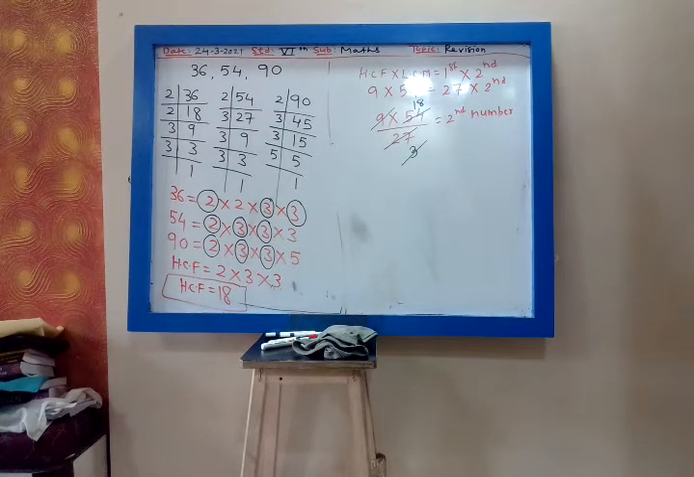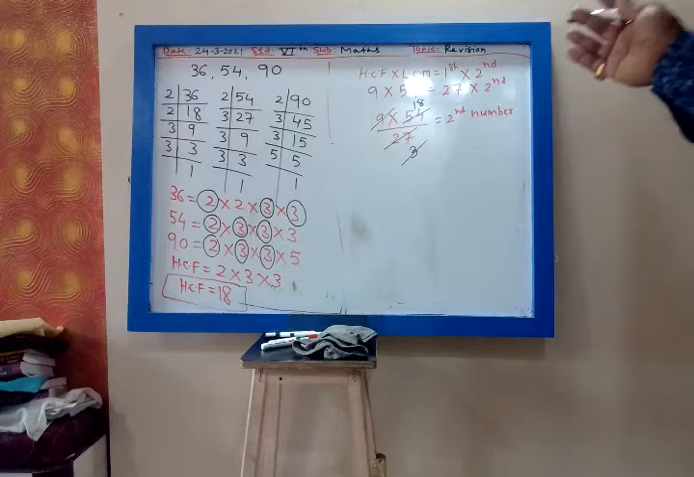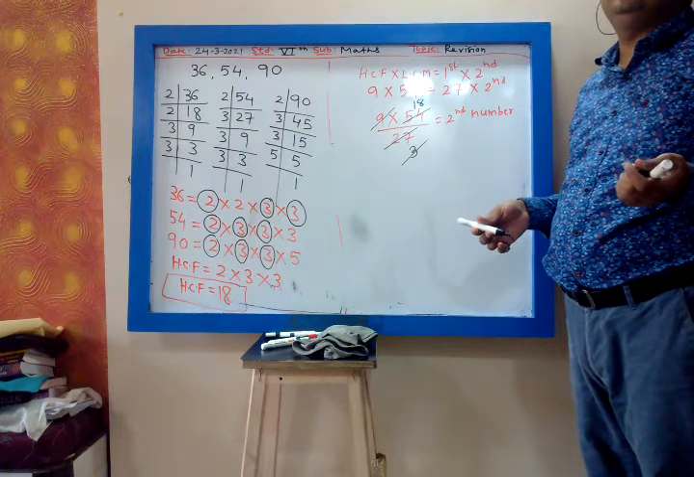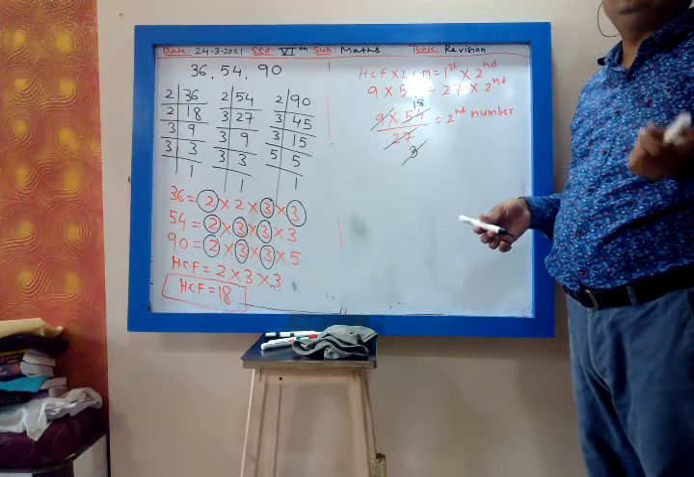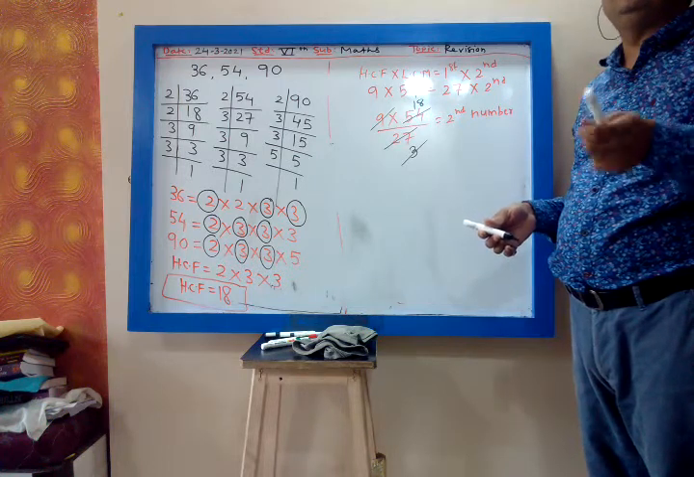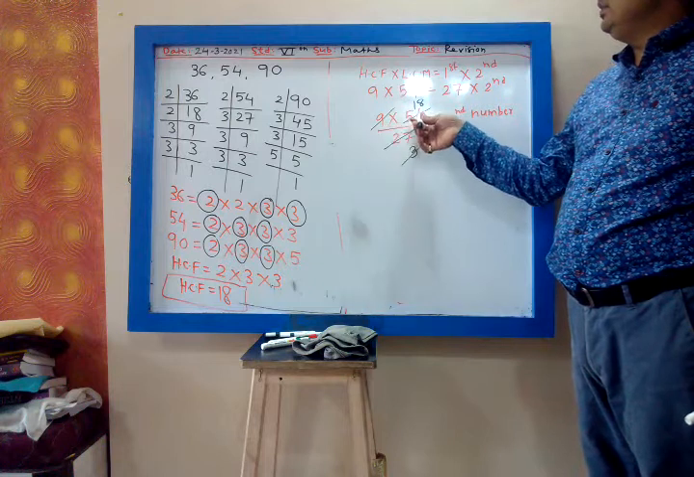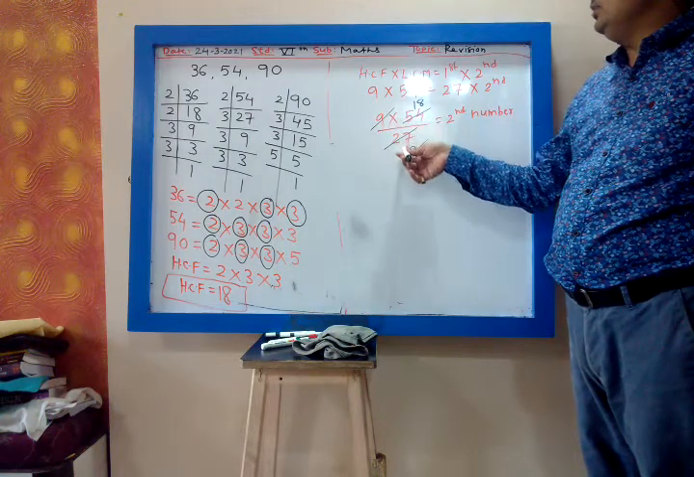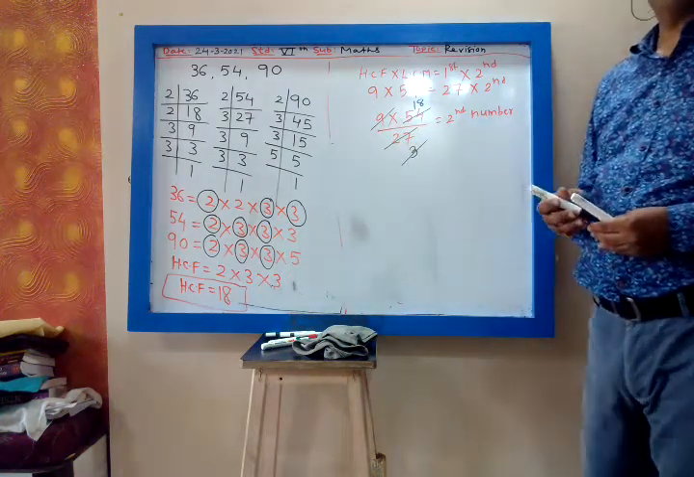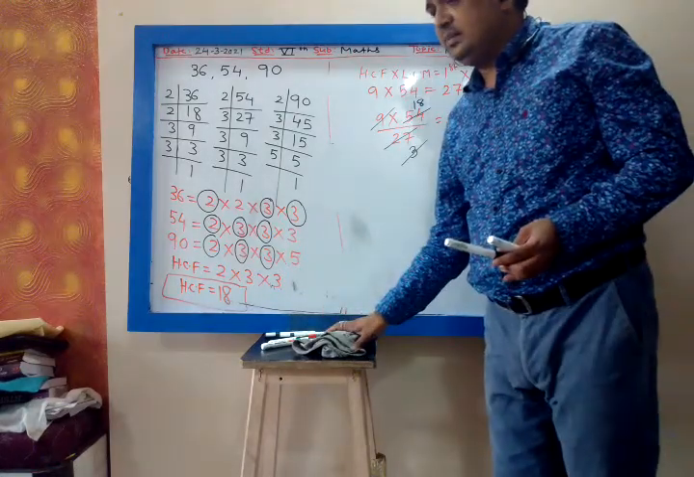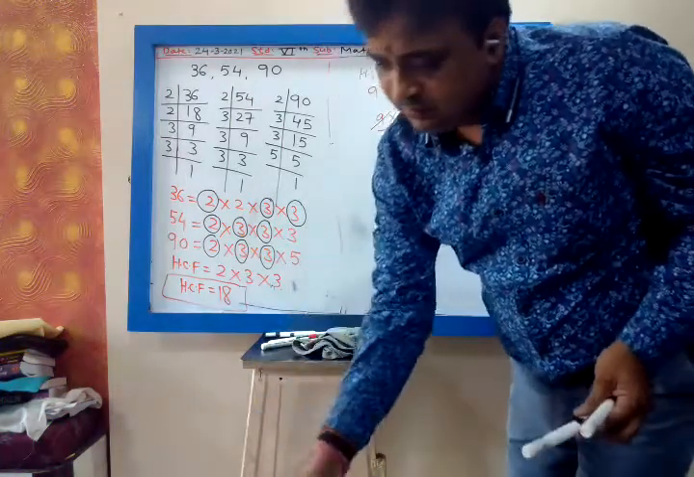My dear, you cannot cancel 9 and 54 because they are both in the numerator. You can cancel the terms of numerator and denominator. You cannot cancel the terms of numerator and numerator. Is it clear? Do not make such a mistake.